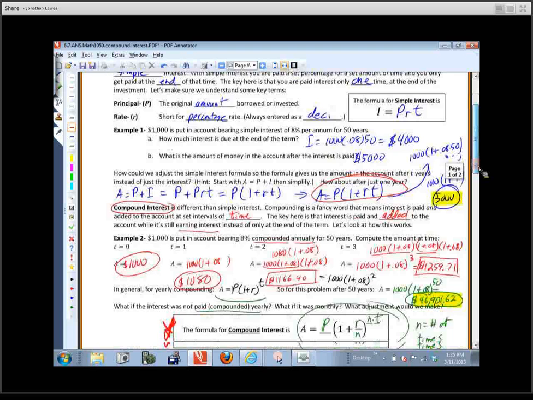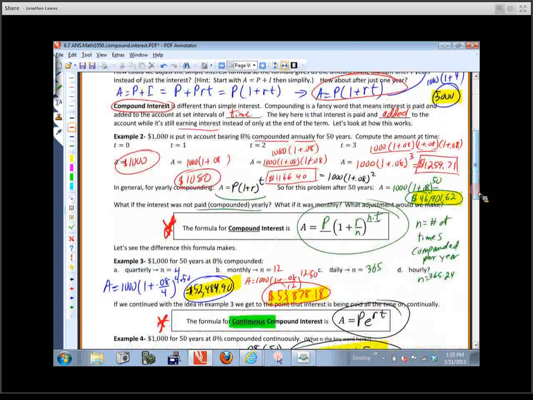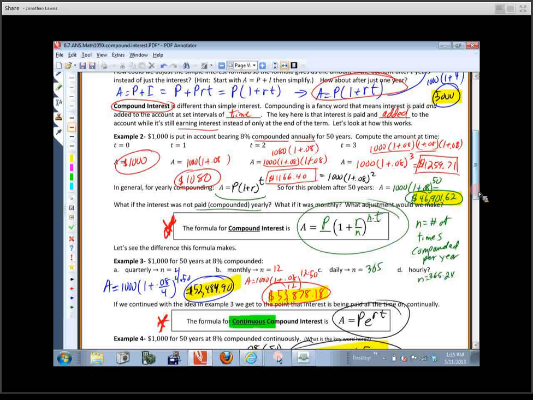And then we started talking about compounding interest. When we say interest is compounded, what we mean is interest is paid to you and then added to the account. Or if it's a loan, interest accrues and it's added to your account. Makes a huge difference. So we went through an example.